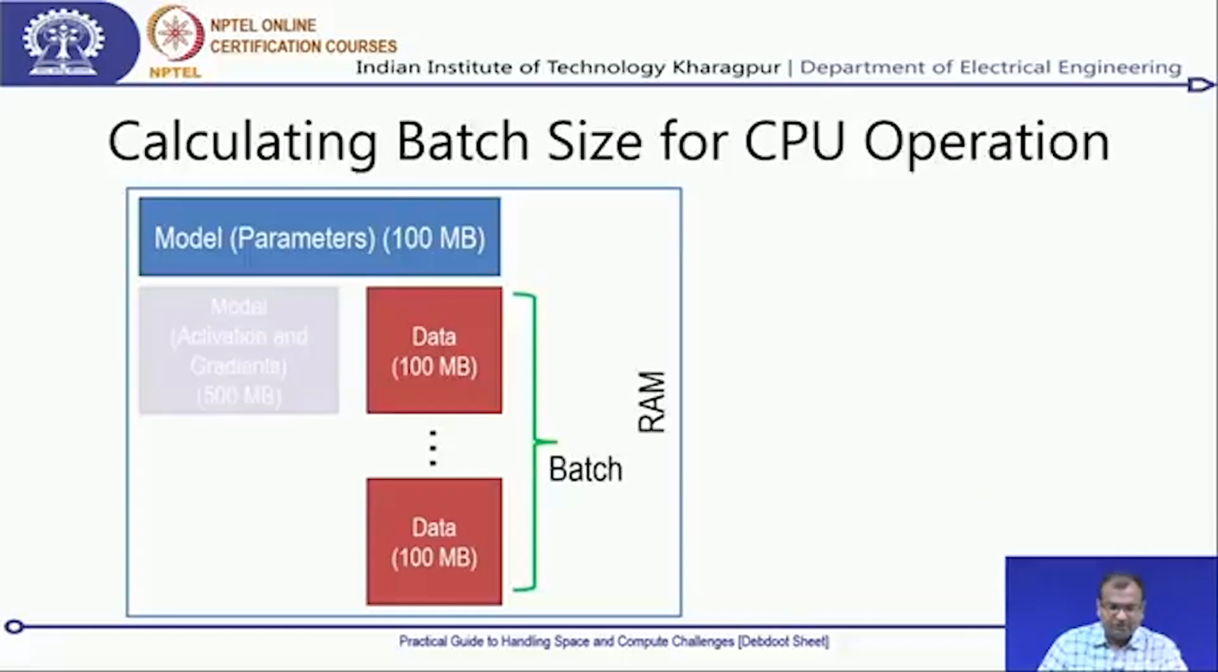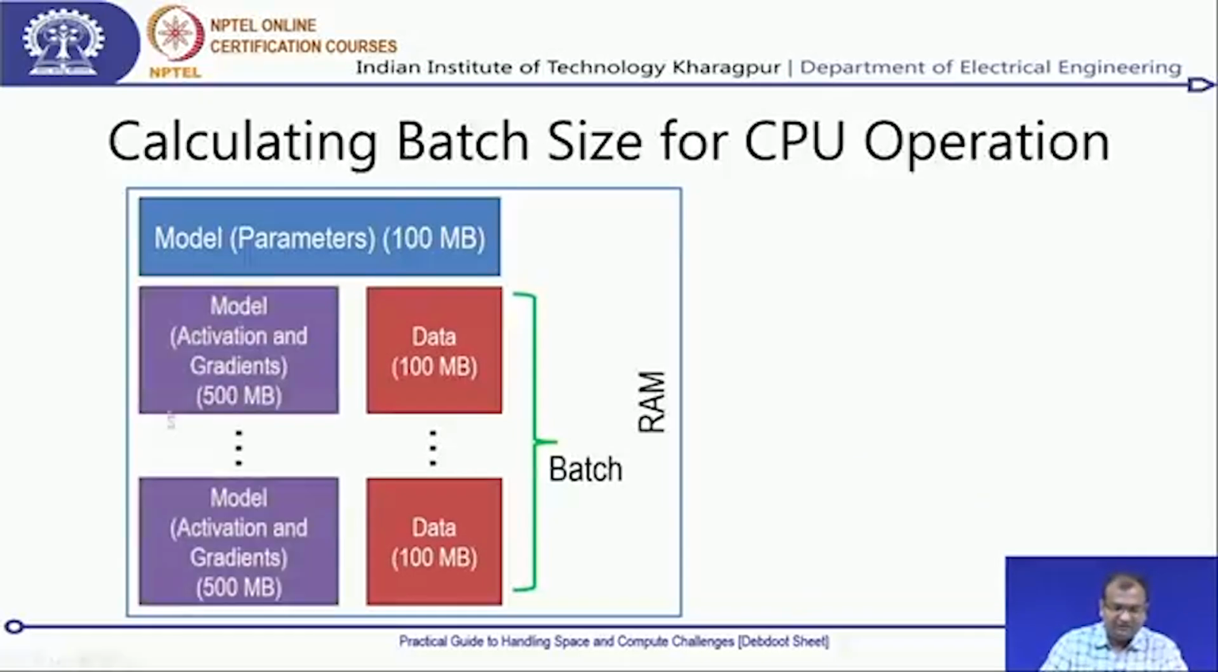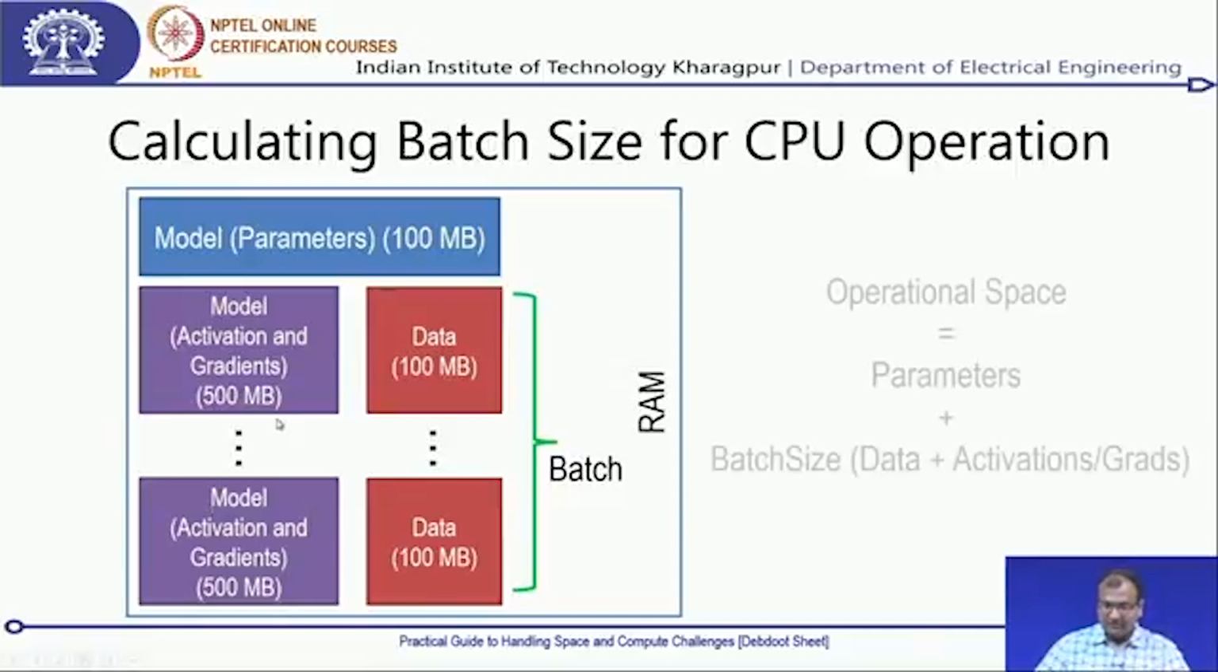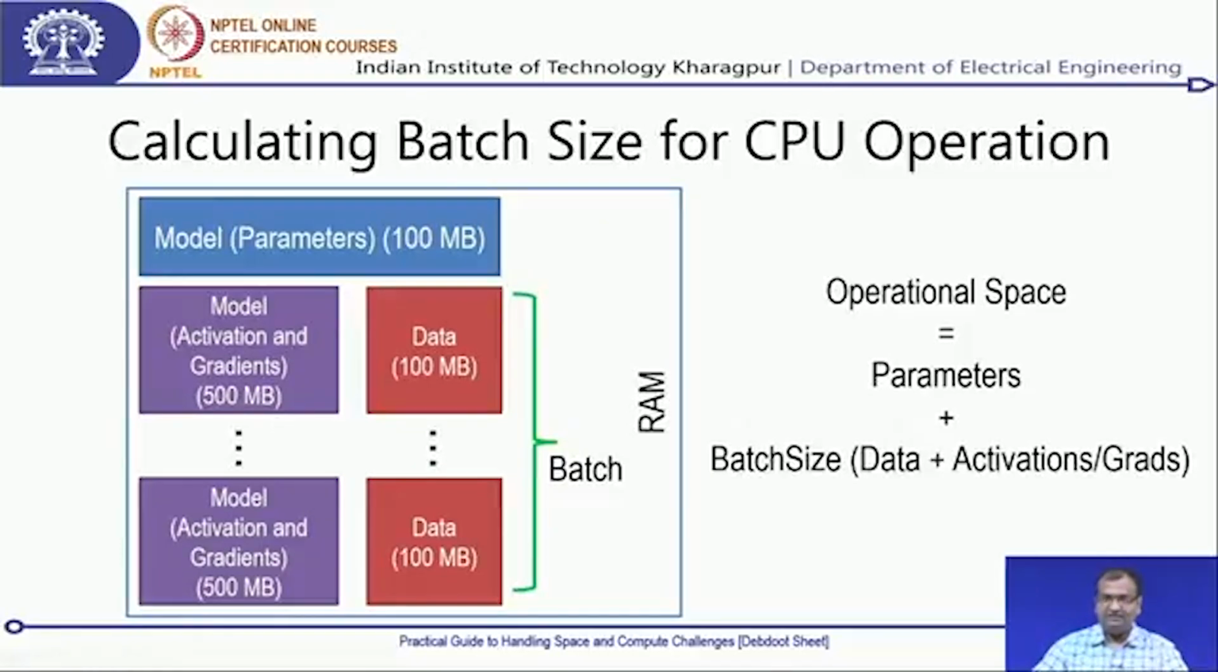Okay. Now, for each data point, what would happen is that I would get one model activation. So, for each single sample I get an activation and gradient, and similarly it keeps on going, and then at the end of the batch I have this one. So, this is for my forward, and then my backward, and then I have this one. So, now what that makes is that my operational space as I would need is the total space consumed by my parameters plus batch size times my data size plus my activations and gradient size. So, for me it is something like this: my data size is 100 MB, my activation and gradients is 500 MB.